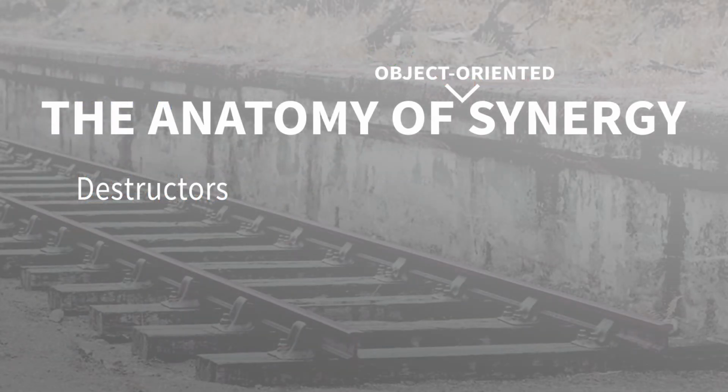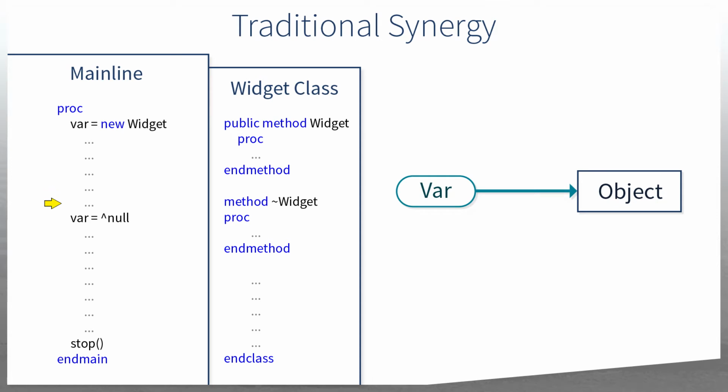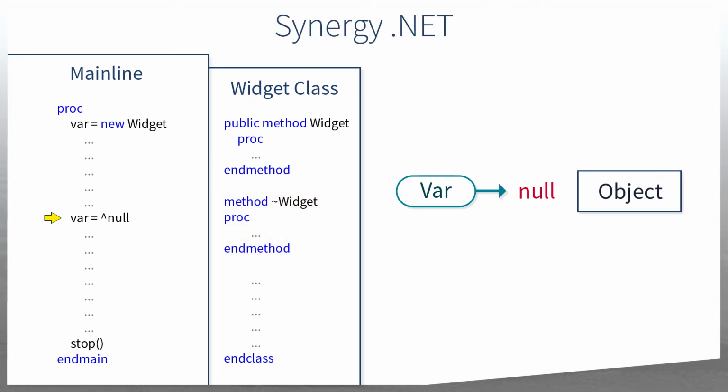One important thing to keep in mind about destructors is that their behavior differs between Synergy.net and traditional Synergy. In traditional Synergy, when the reference count of an object goes to 0, it's marked for destruction, and that's when the destructor method is called. In Synergy.net, destructors are non-deterministic, which means the .net garbage collector determines when they are called. There's no guarantee as to when they'll execute. They may even execute after a stop.